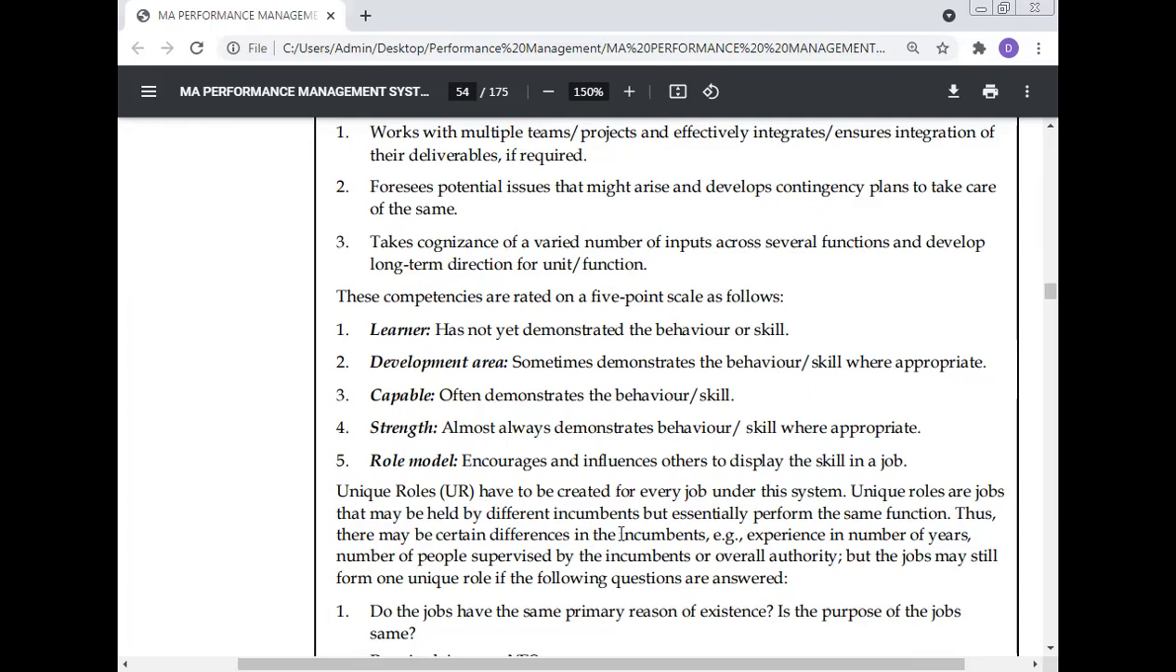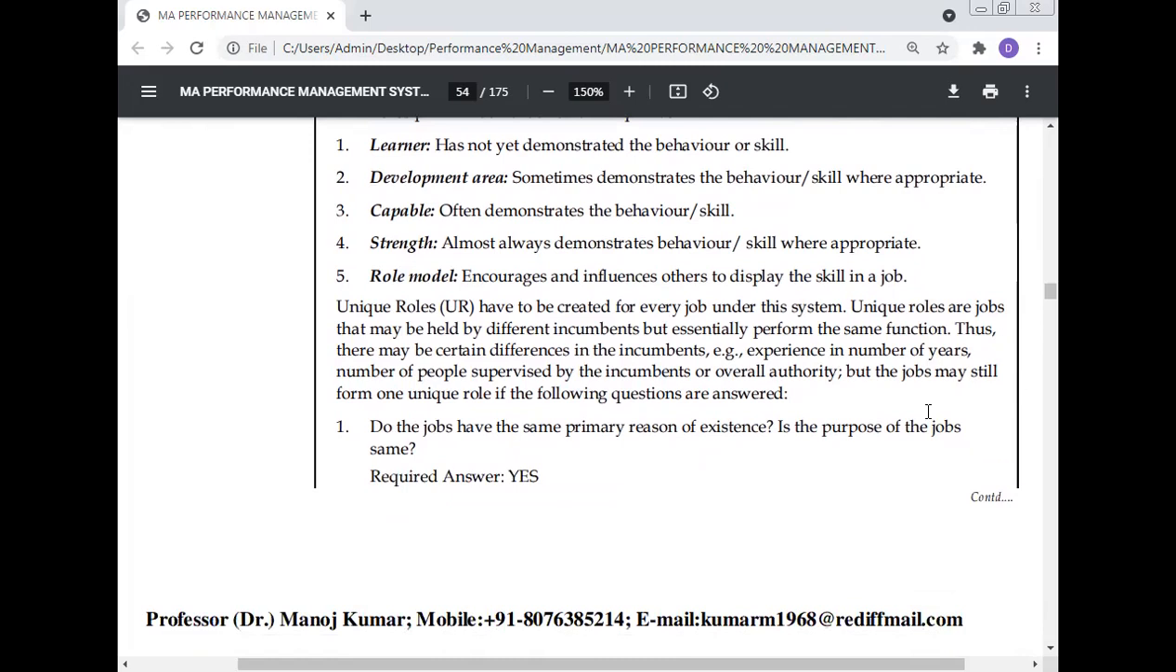Unique roles have to be created for every job under this system. Unique roles are jobs that may be held by different incumbents but essentially perform the same function. Thus, there may be certain differences in the incumbent's experience, the number of years, the number of people supervised by the incumbent, or overall authority. But the jobs may fall under one unique role if the following questions are answered.